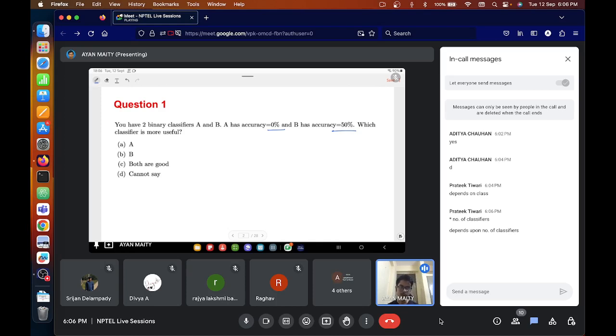So the question is, there are two classifiers A and B. A has accuracy 0% and B has accuracy 50%. So first classifier is A, second classifier is B. First classifier has accuracy 0% and the second classifier, which is B, has accuracy 50%. Raghav is saying B.